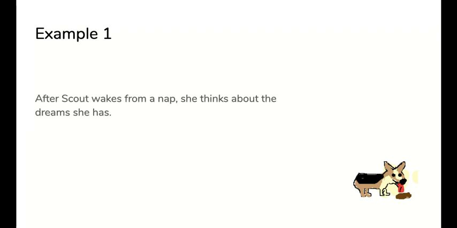After Scout wakes from a nap, she thinks about the dreams she has. So that's a perfect complex sentence, as you've learned about. Let's add some information. Let's add some things that she dreams about.